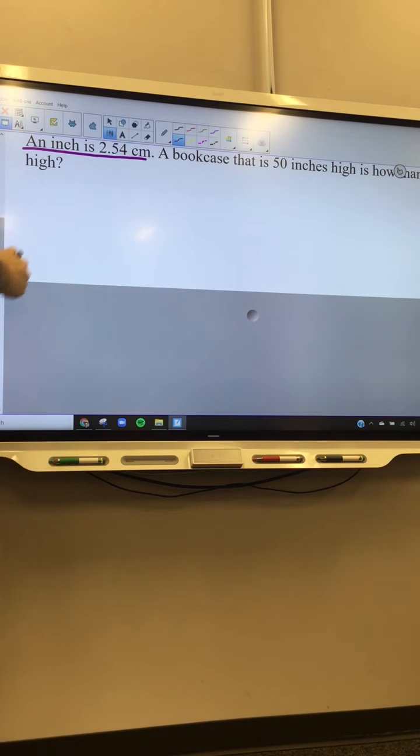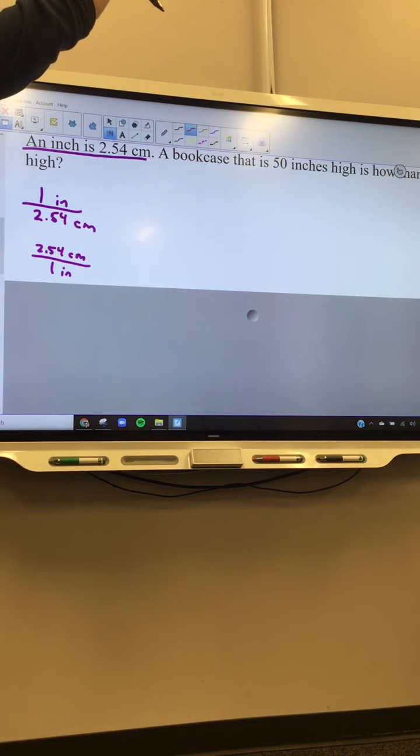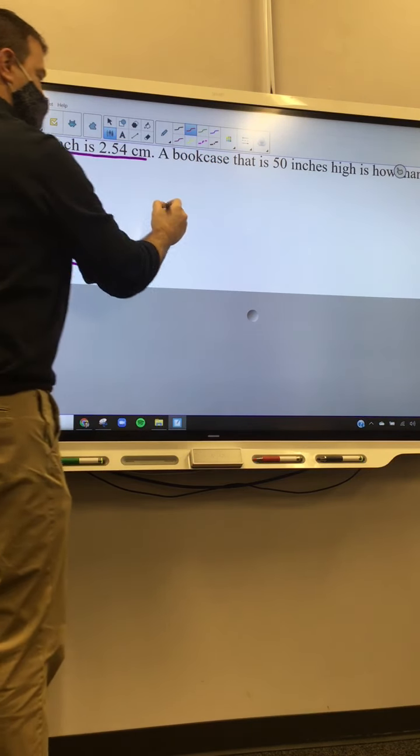So the two possible unit multipliers, if I'm gonna convert from inches to centimeters or centimeters to inches: I could say 1 inch is the same as 2.54 centimeters, which kind of looks weird. We don't like to have decimals in a fraction, but for the sake of the unit multiplier, you could. Or the other thing that we could do is say 2.54 centimeters is the same as 1 inch. Therefore, that's also a unit multiplier equal to 1. Okay? So now, a bookcase that is 50 inches high is how many centimeters?